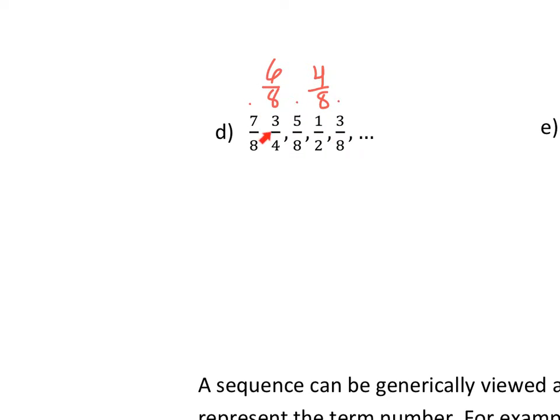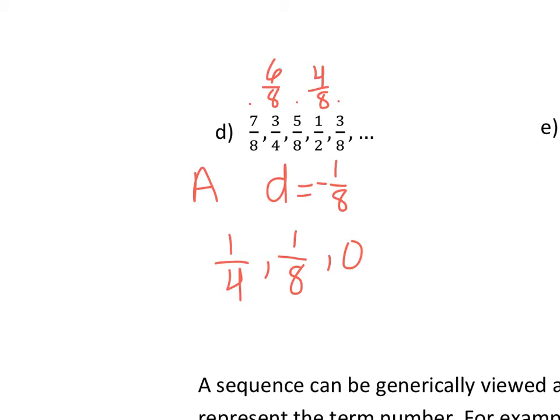But what's happening is it's reducing. 6/8 reduced is 3/4, and 4/8 reduced is 1/2. So this is an arithmetic sequence because I'm subtracting, and the common difference is negative 1/8. So if I continue subtracting 1/8, I would get 2/8, which reduces to 1/4. Minus an eighth gives me 1/8. Minus an eighth gives me 0.